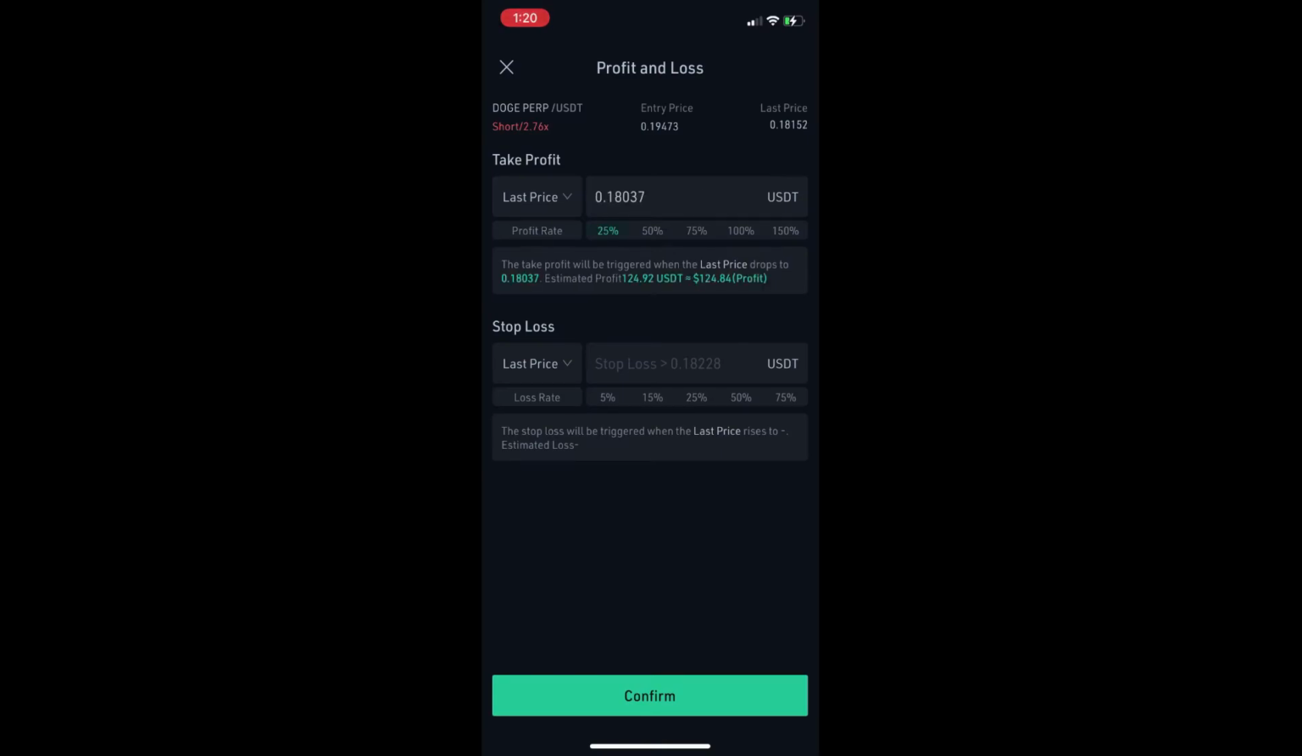As soon as you initiate a trade, the very first thing you want to do is to set up your take profit and stop loss order. In this instance, I'll be setting it at the very first price level, the 25% profit level. KuCoin has made this super easy by allowing you to select a set number of price levels at which you can take your take profit or your stop loss.